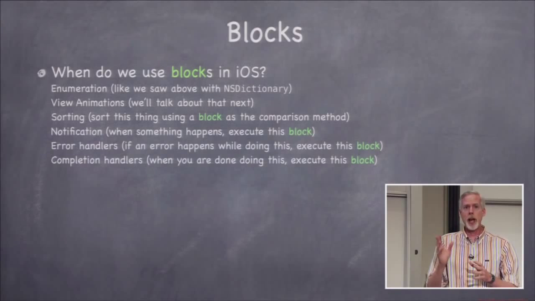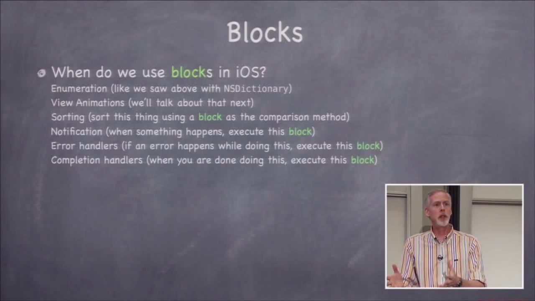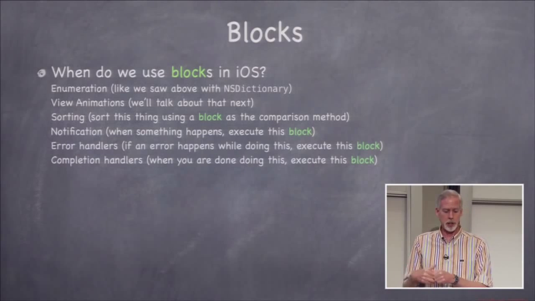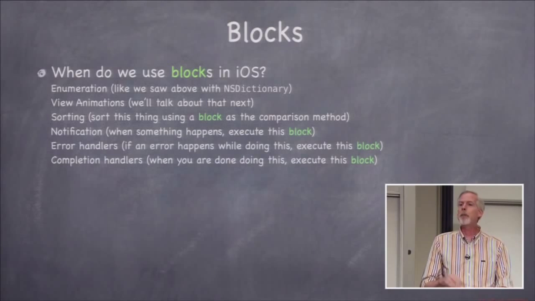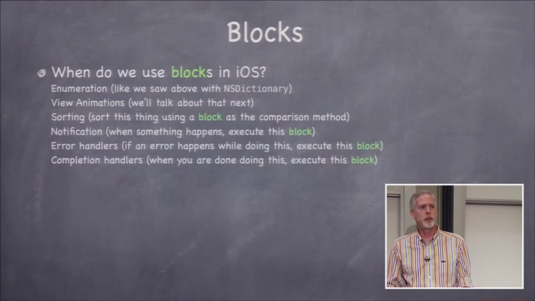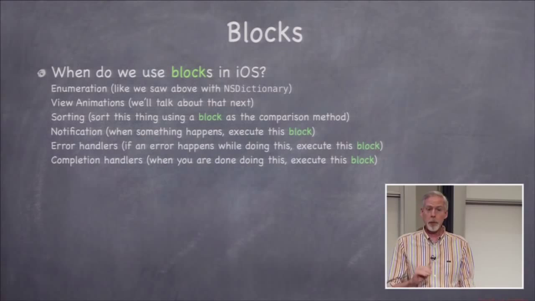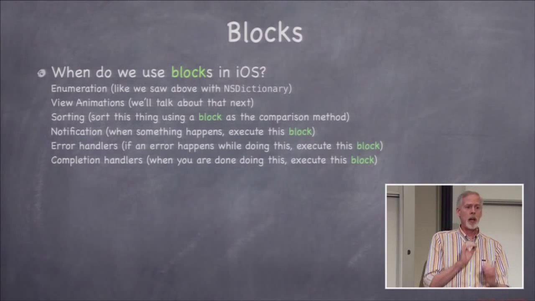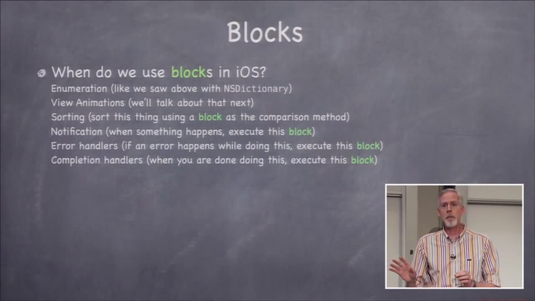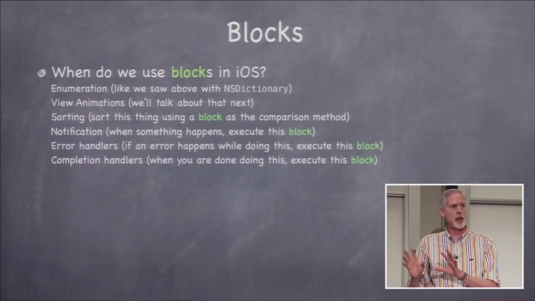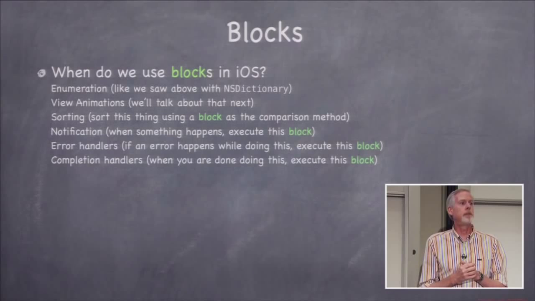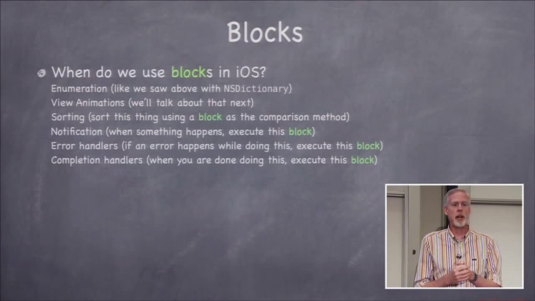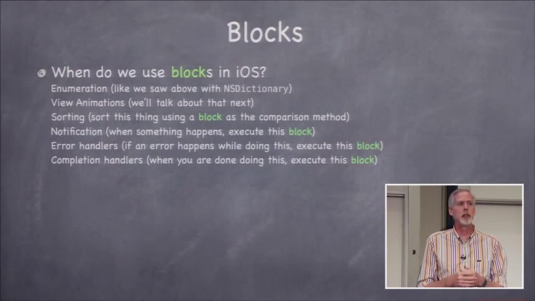When a radio station broadcasts, instead of sending a notification message, you can say, just execute this block when some broadcast happens on the radio station. Error handlers are very common. Do this thing, and if an error happens, execute this block and I'll handle it. Completion handlers are also very common. Do this thing that's going to take a long time, and it's going to be done in a background thread, and when it's done, execute this block to let me know. Animation does that. In fact, we'll see that in the animation too.